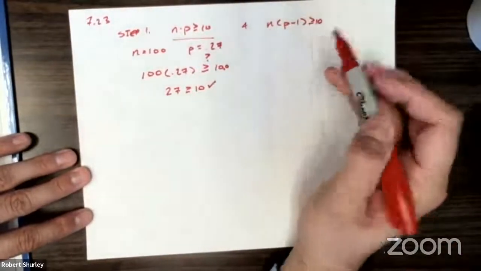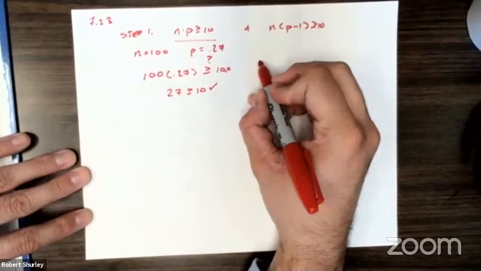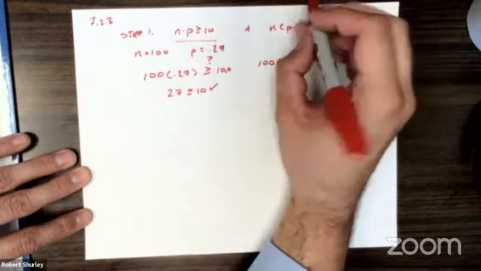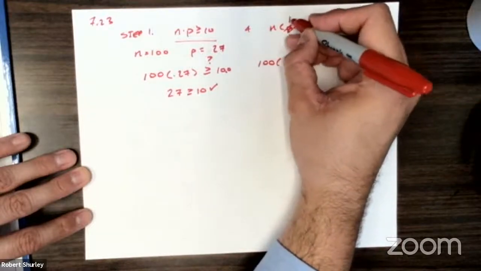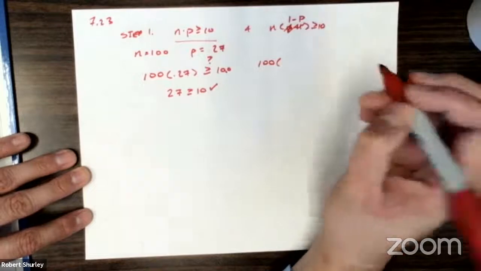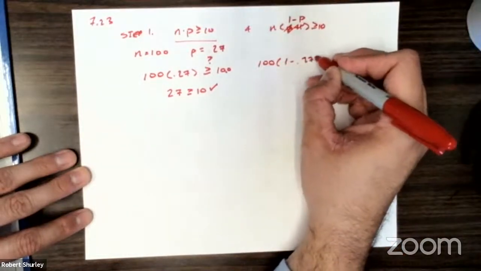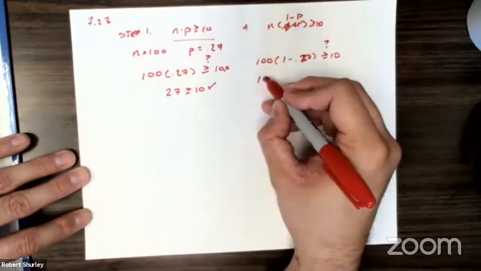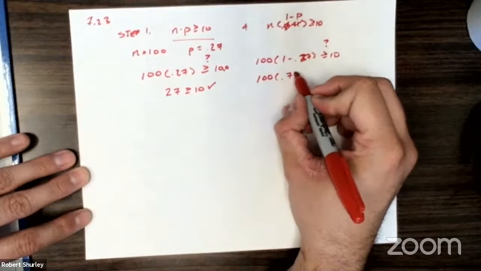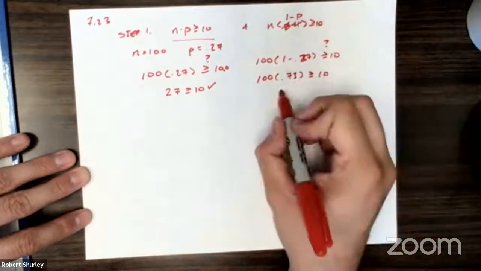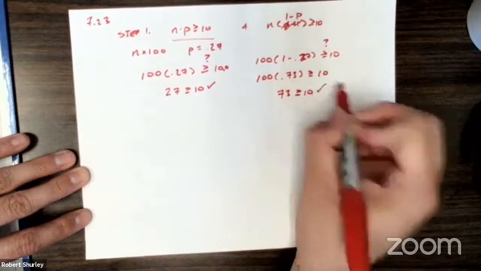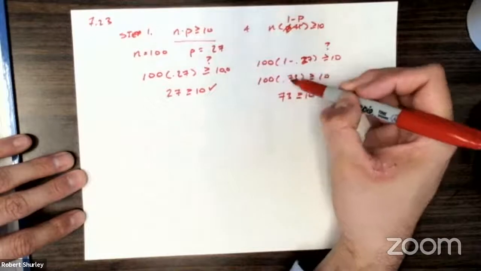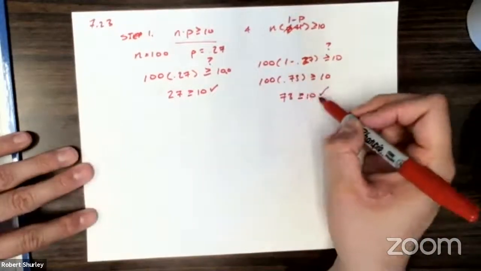So now let's do n times 1 minus p. Well, n is still 100. So this would be, I got that backwards, didn't I? It's 1 minus p, guys. It's 1 minus p, not p minus 1. So 1 minus 0.27. I want to know, is that greater than 10? Yeah. 100 times 0.73, that's 73. So 1 minus 0.27 is 0.73, and 100 times 0.73 is 73. So yeah, 73 is also greater than 10.